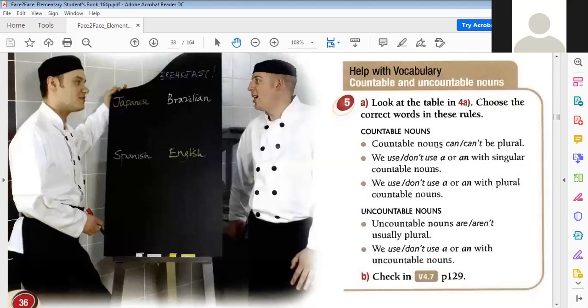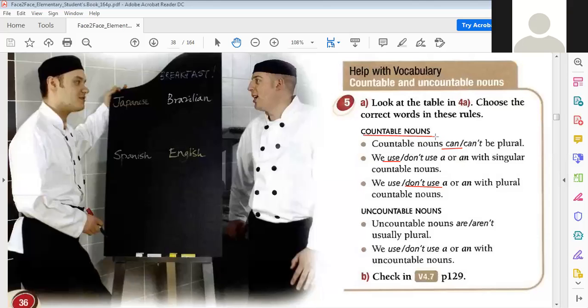So countable nouns, they can be plural, of course. If you have a singular countable noun, a banana, an apple, a sausage, you have to use a or an. But with plural countable nouns, we don't use a or an. This is the rule for countable nouns.